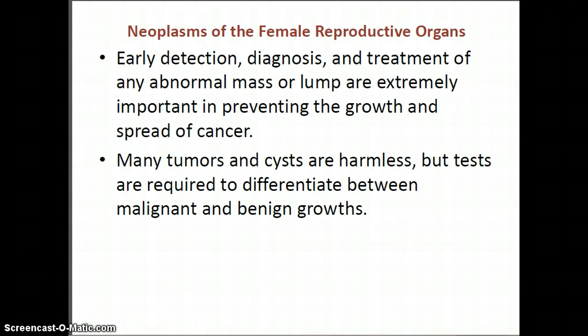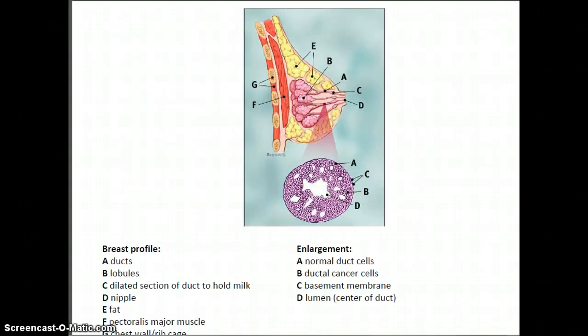Neoplasms, literally meaning new growths, often indicate cancer. An important aspect to prevent the spread of these diseases, particularly malignancies, is early detection, diagnosis and treatment. Many tumors and cysts are harmless, but a test should be done to rule out malignancy or to confirm it.